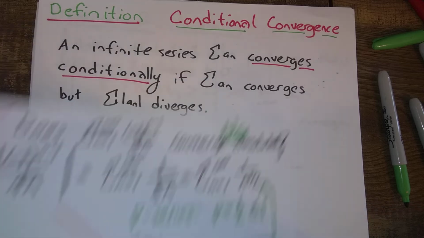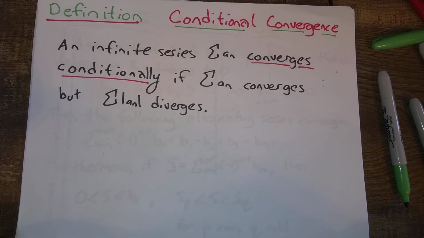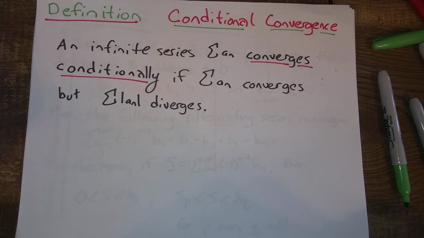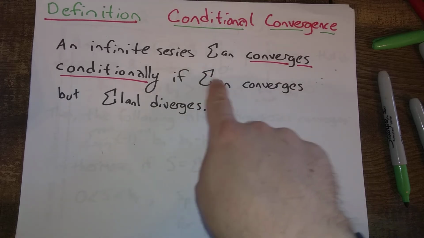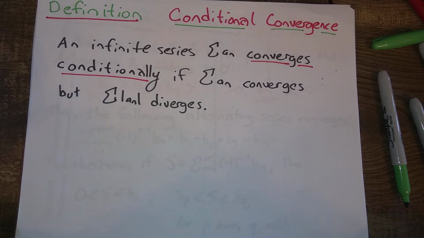But this should inspire a new definition to think about. So here's a definition of conditional convergence. An infinite series, the sum of a sub n, converges conditionally if the original series converges, but the series, when you put absolute value bars on the individual terms, diverges. That's our definition of converging conditionally.